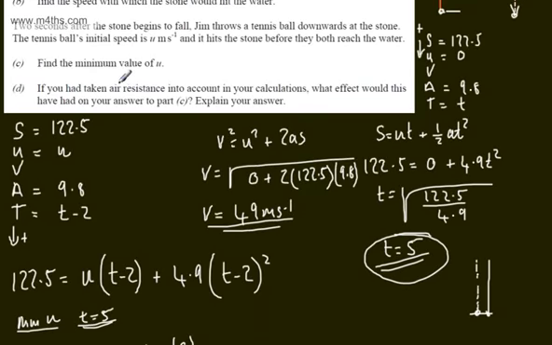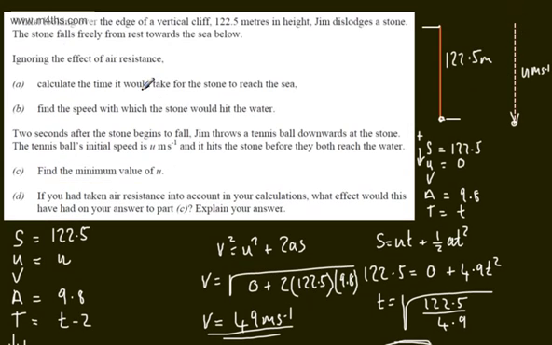In part D, if you had taken air resistance into account in your calculations, what effect would this have had on your answer to part C? Explain your answer. Now with this, the effects aren't going to be massive, but essentially what we can say is, if there's air resistance, because the speed of a tennis ball is greater, we would have to consider air resistance for the tennis ball.